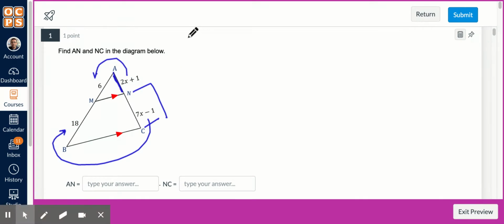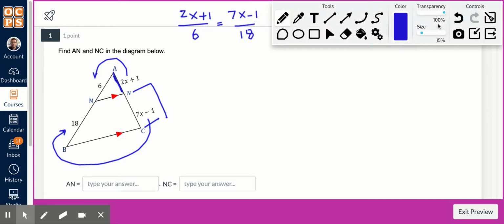How? Like this. So I'm going to have 2x plus 1 related to the 6, which is over the 6. Because I started on the right side, then I start on the right side again. 7x minus 1 over my side from the left side, which is 18. And that's the main proportion. You're going to solve these proportions a lot. Okay, so let's change the color. And from here is just solving the equation.